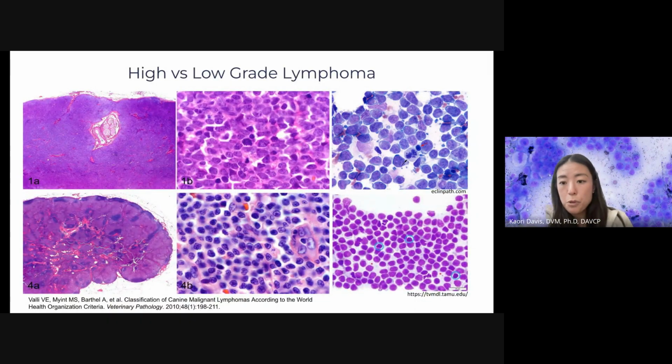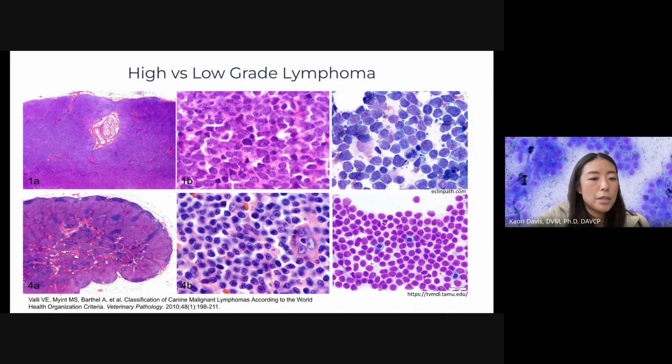Low-grade and high-grade lymphomas can also appear very differently on histopathology and cytology. The top three figures are the high-grade lymphomas, and the bottom three figures are the low-grade lymphomas. On your left, we have the low magnification histo images. The image on top is the high-grade lymphoma, showing this diffuse expansion pattern. So we cannot really appreciate the normal architecture of the lymph node anymore. It's just sheets of neoplastic lymphocytes with a thin capsule remaining.